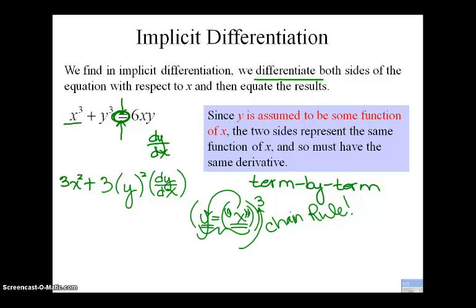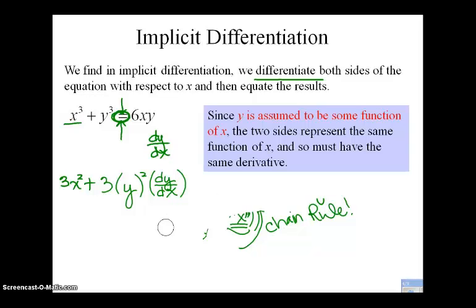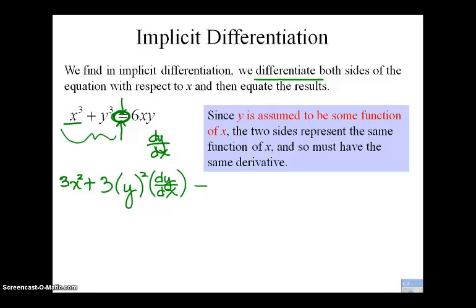So that comes from the chain rule. That's the only thing here that might not be quite so intuitive in implicit differentiation, is when to use the chain rule and what that's going to look like. And now that's the derivative of the whole left-hand side. Copy down my equal sign, and now I have to have the derivative of that side.